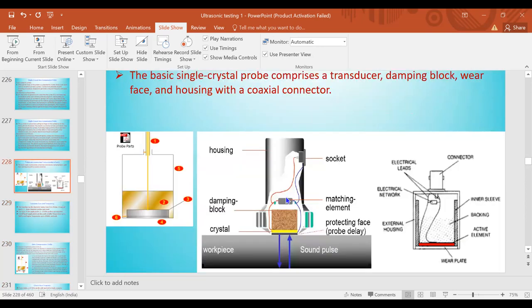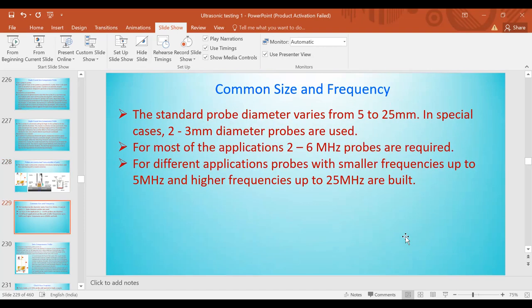The probes are constructed from a housing, socket, damping block, crystal, protecting face, probe delay, electrical leads, and connectors. The standard probe diameter varies from 5 to 25 mm. In special cases, 2-3 mm diameter probes are used.